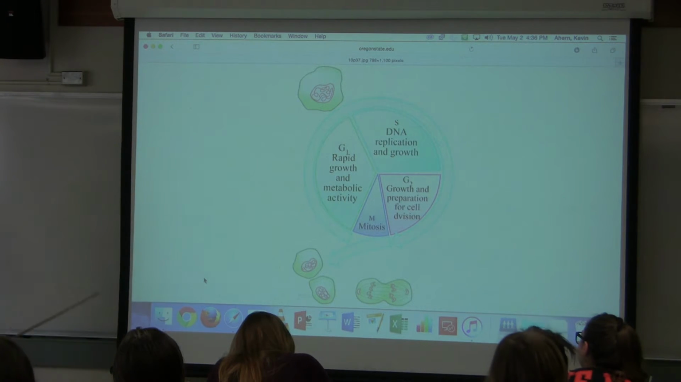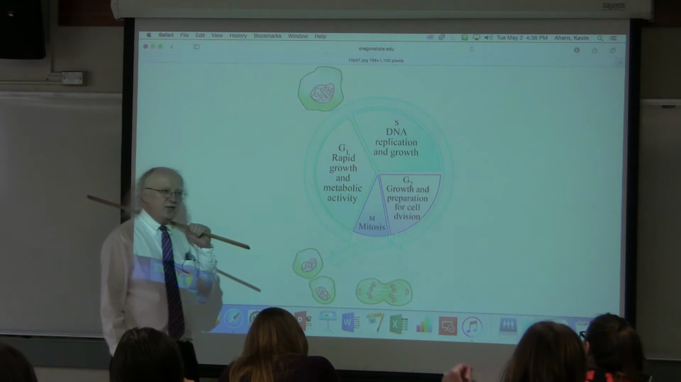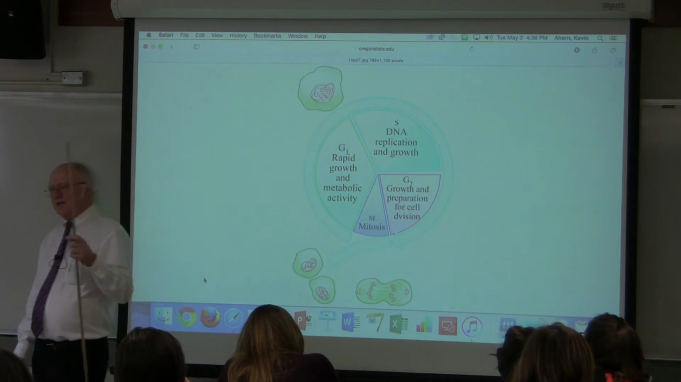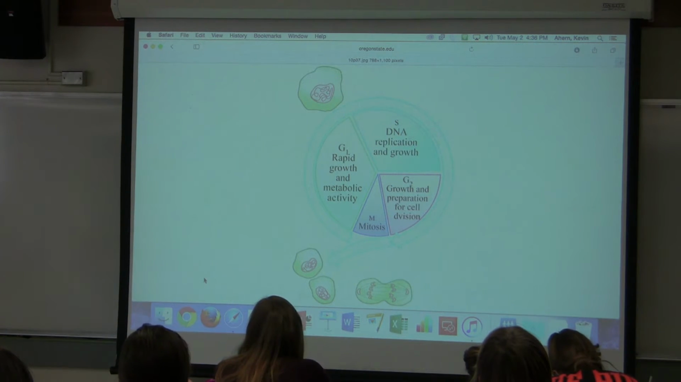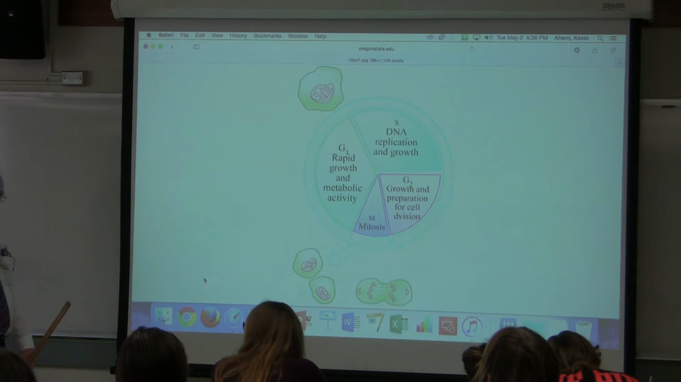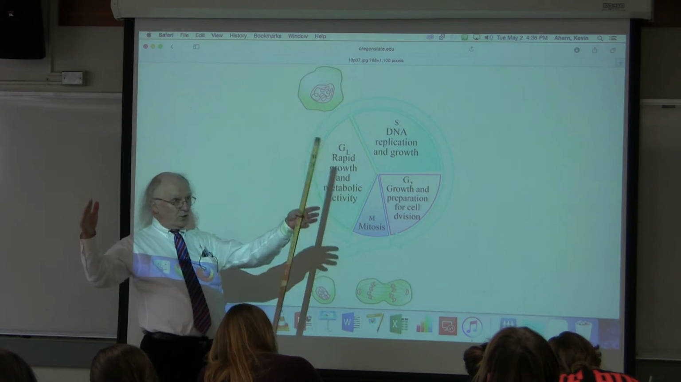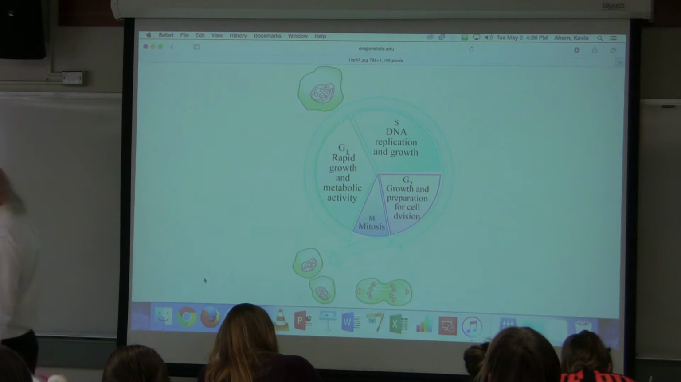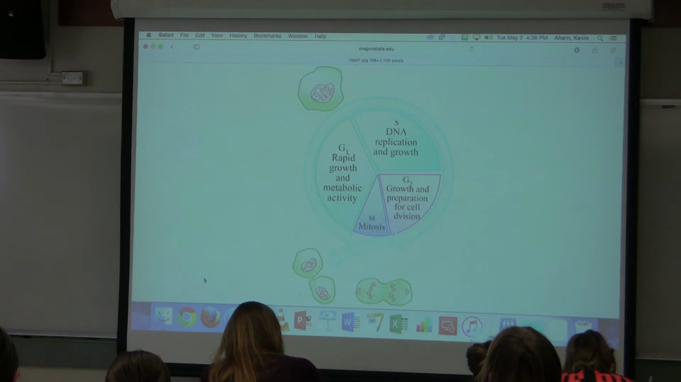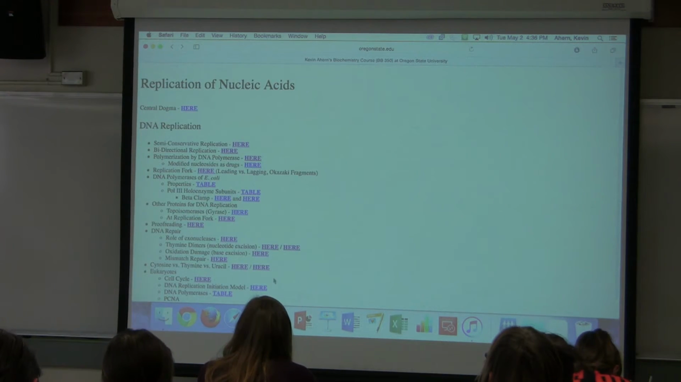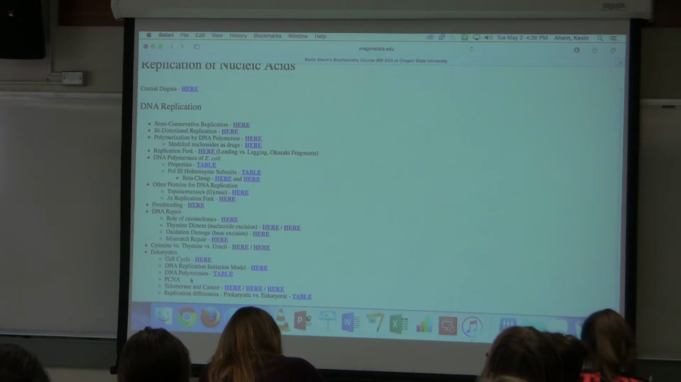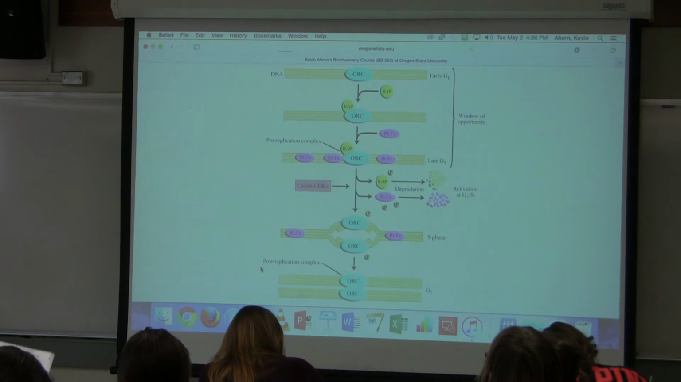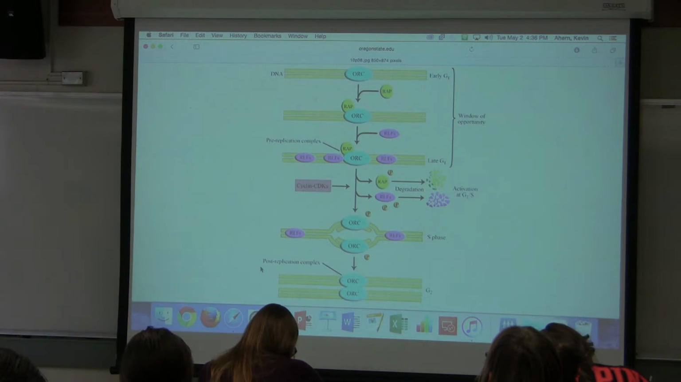I want to spend just a little bit of time talking about replication of DNA in eukaryotic cells. Because I alluded to this yesterday, there's a fundamental difference between prokaryotic and eukaryotic DNA replication: in eukaryotes the DNA chromosomes are linear, and in prokaryotes they're circular. In prokaryotes we can completely copy the circular chromosome intact, no problems. We can't do that in eukaryotes.